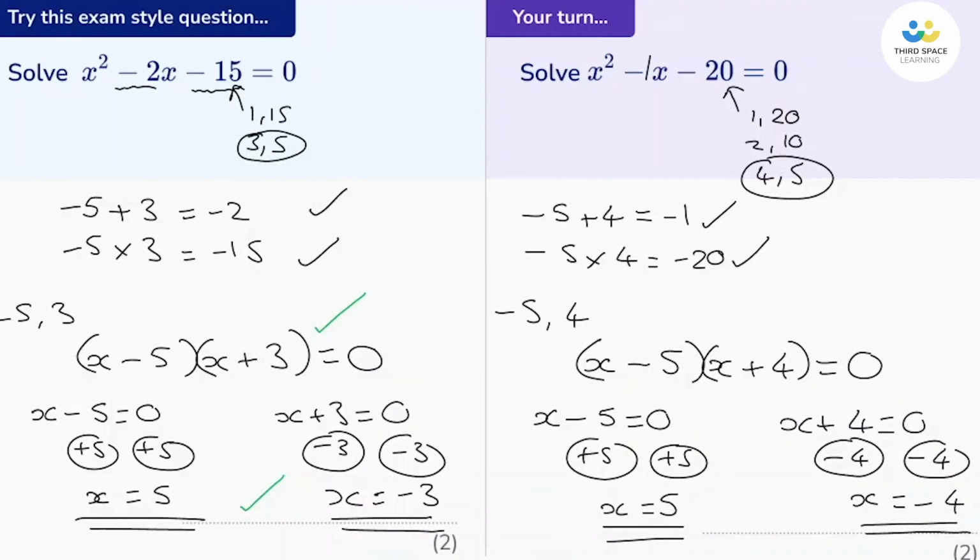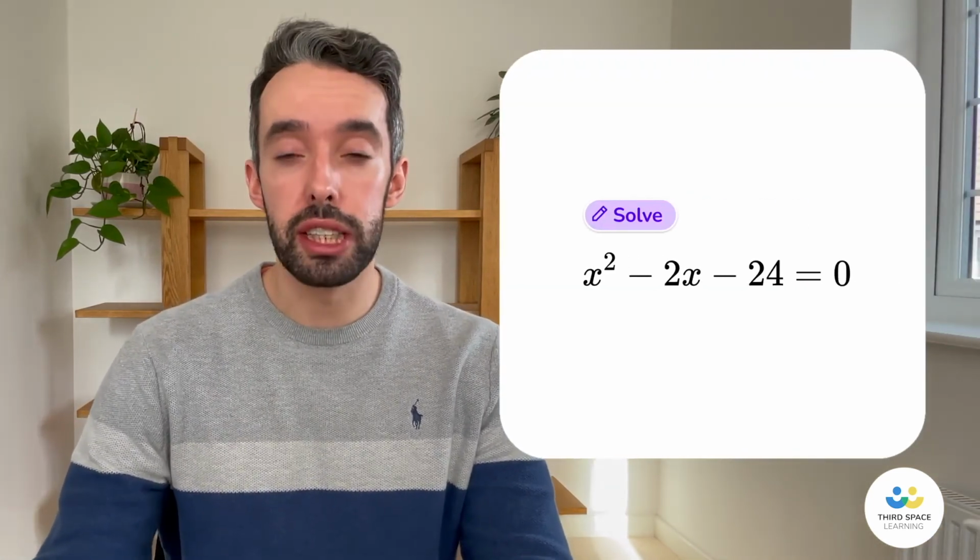And let's see where those marks come from. So we're going to get 1 mark for a correct method to factorise, and a second mark for our two correct values of x. Now let's try solving the same quadratic using the quadratic formula.